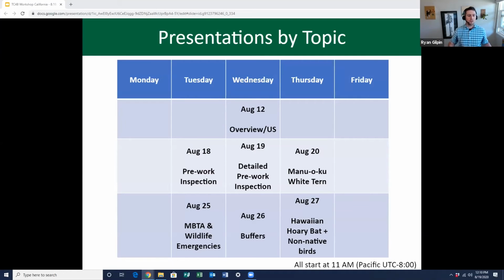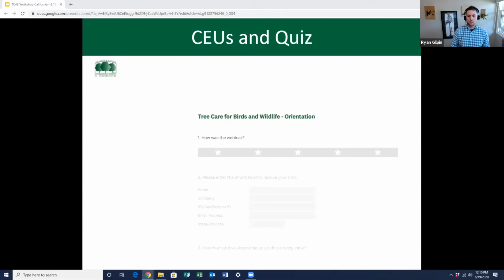But I'm also excited about talking about white terns. I'm just going to be moderator tomorrow, hearing about white terns in Hawaii. So lots of options. Everyone's welcome to join for every session.